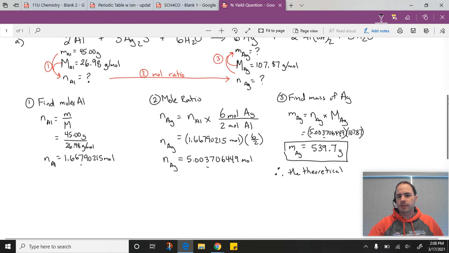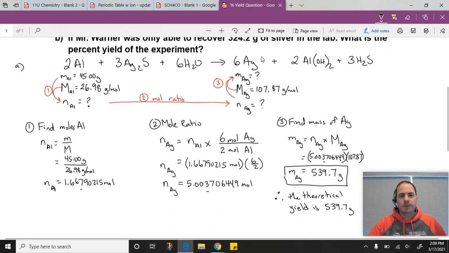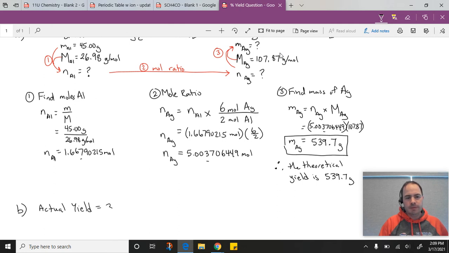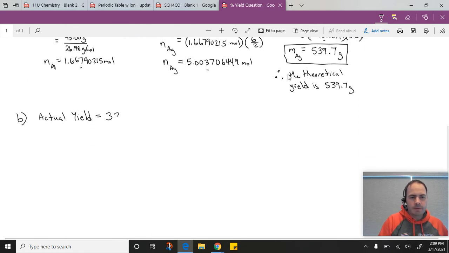And so let's just move that down. All right, so we'd be able to get 539.7 grams of silver from that reaction. Now it says that we need to figure out the percent yield, given that I was only actually able to recover 324.2 grams. So we're going to take a look at that. So part B, we know our theoretical yield. The other piece of information I'm just going to jot down was my actual yield. This is what I got from experiment, which was 324.2 grams.